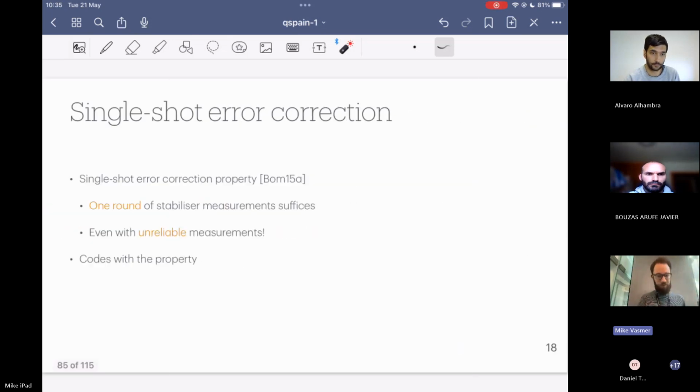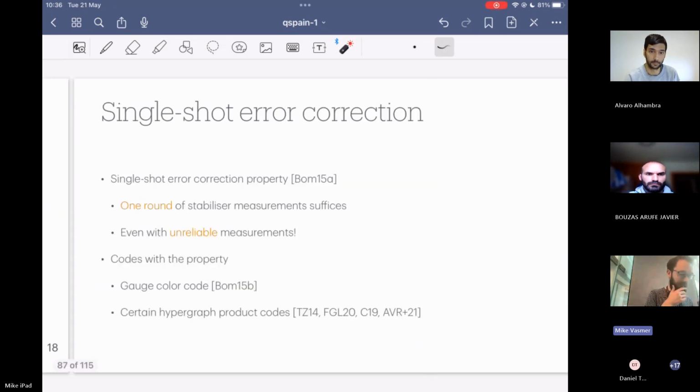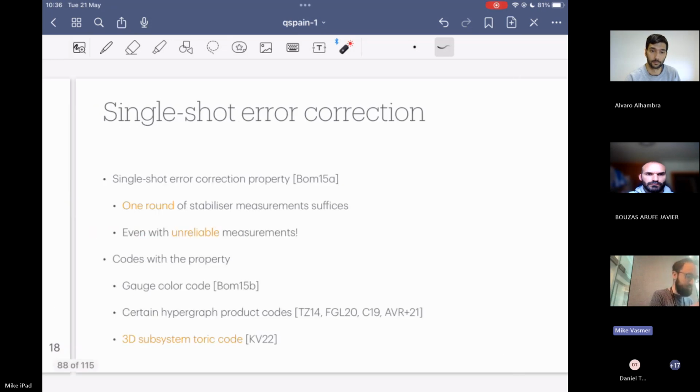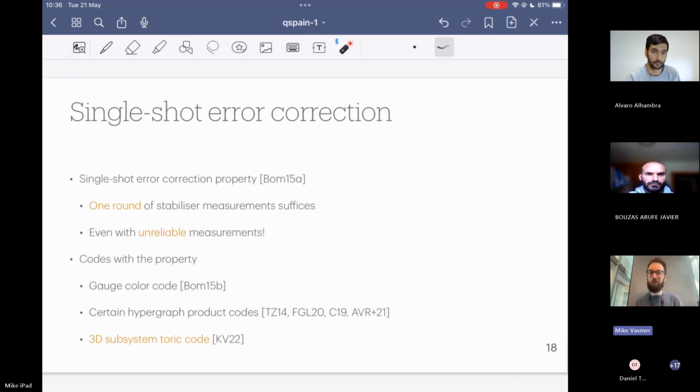And there are a few examples of codes where this works, actually. In follow-up work, Hector looked at the gauge color code model, which has this property, and it's very nice. One of the first examples, I think. And then it was realized that there are certain other classes of codes, so hypergraph product codes, and depending on the inputs you can get codes with a single-shot property. And then I want to tell you about a code that I worked on that has this property. This is joint work with Alex Kubica.